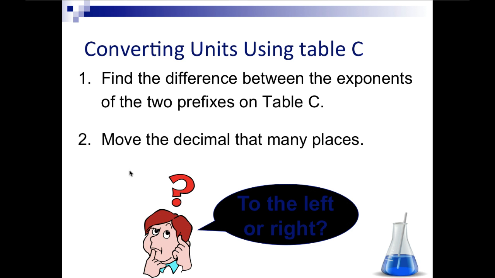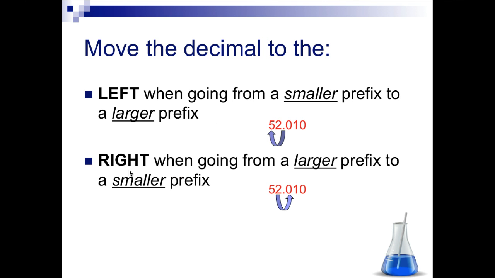So your question you might be thinking is, well, which way? Do I move it to the left or to the right? Well, when you're moving your decimal, you have to think about it this way. You need to move it to the left when you're going from a smaller prefix to a larger prefix. So that means that if your number was 52.010 and you're going to a larger prefix, you're going to have to move your decimal to the left. You move the decimal to the right when you're going from a larger prefix to a smaller prefix, so that's when you're going the other way. So you would move this decimal place however many places you need to the right.